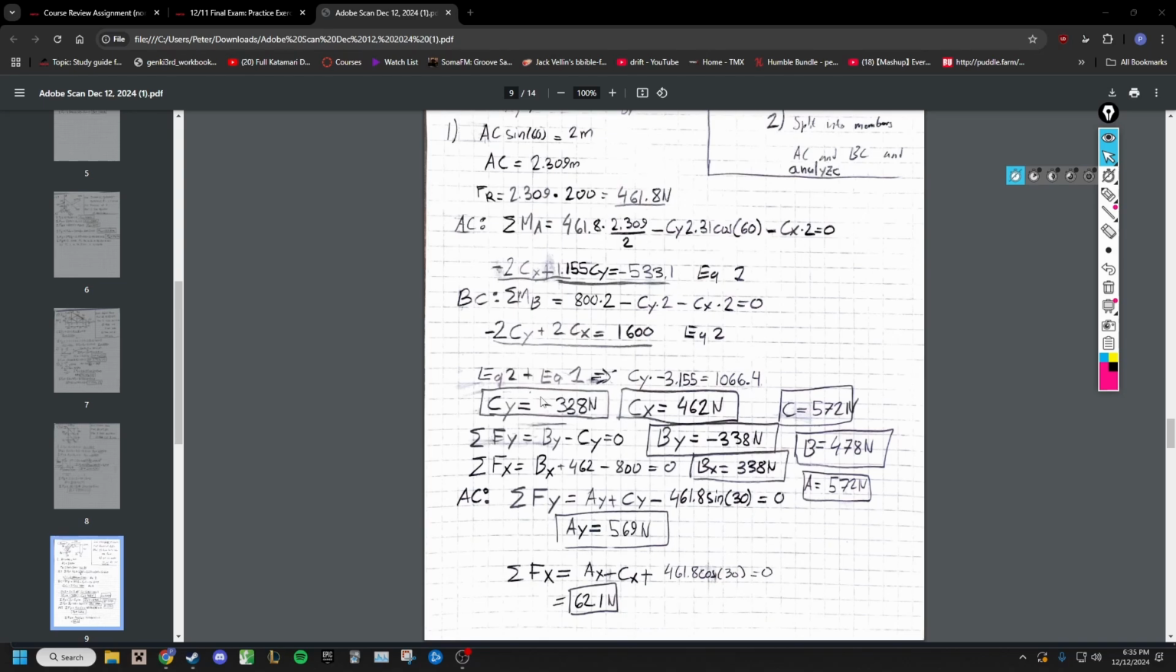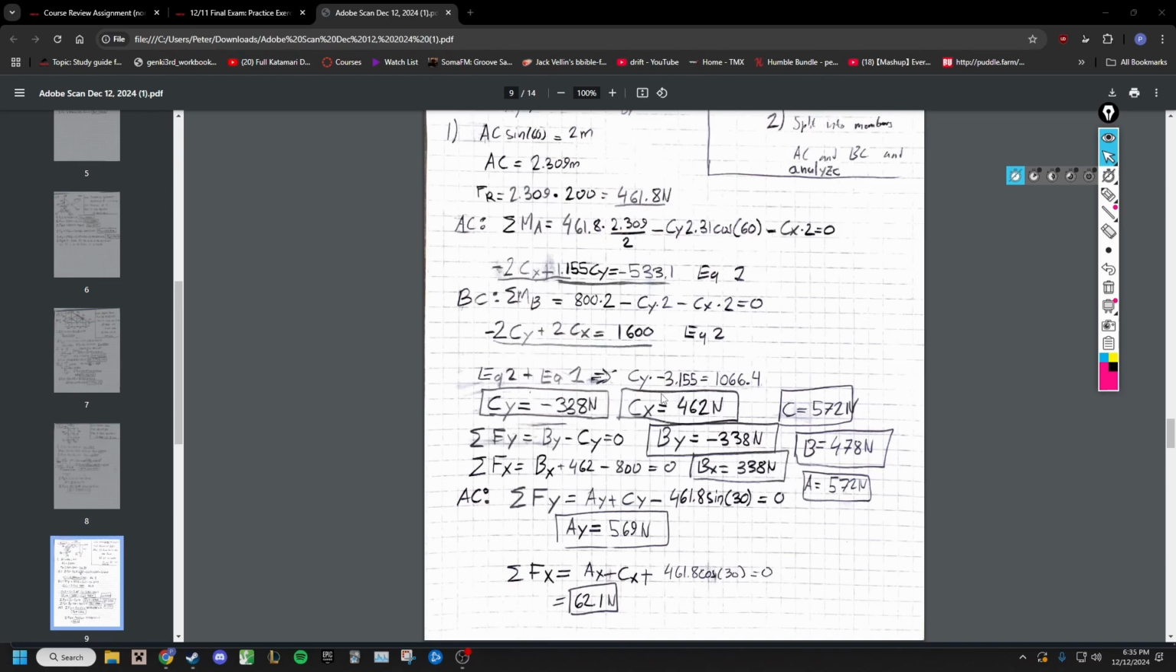So we add these together to cancel out C of x, because we have a negative 2 C of x and a positive 2 C of x. We add those together, and we find that C of y times negative 3.155 equals 1066.4. Then we can solve that. We just divide that by 3.155, and we find that C of y is equal to negative 338 newtons.